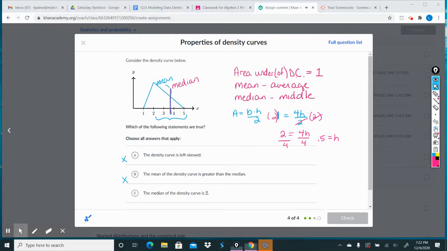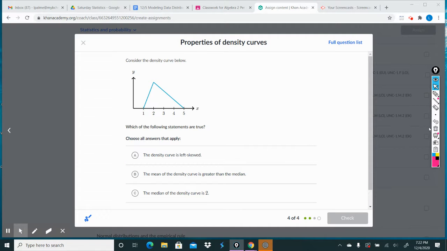Let's try one more question. Consider the density curve below. Here we have another density curve. We have a little bit of a right skew here because it tails down. Our median is approximately 3, I would say, because it's probably about the same on this side and that side. And our mean is probably the same thing, approximately right down the middle here.